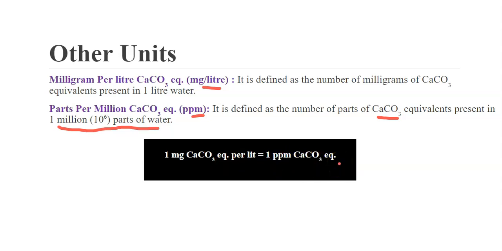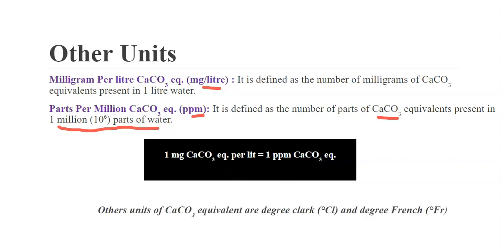So 50 mg of calcium carbonate equivalent per liter would be equal to 50 ppm of calcium carbonate equivalent. Other units of hardness of water are degree Clark and degree French, but in this we are going to deal with these two units only.